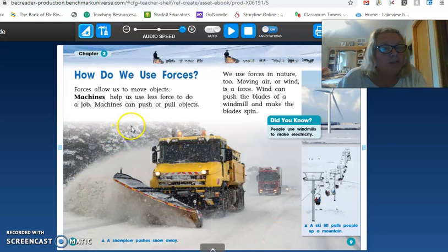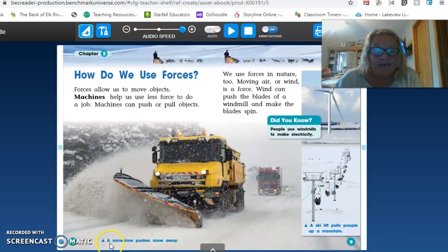How do we use forces? Forces allow us to move objects. Machines help us to use less force to do a job. Machines can push or pull objects. We use forces in nature. Moving air or wind is a force. Wind can push the blades of a windmill and make the blades spin.